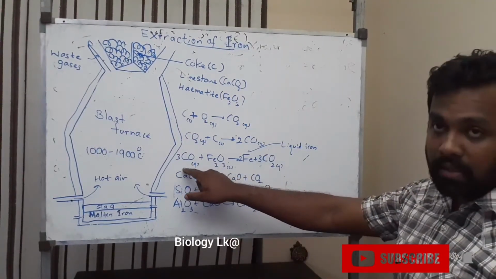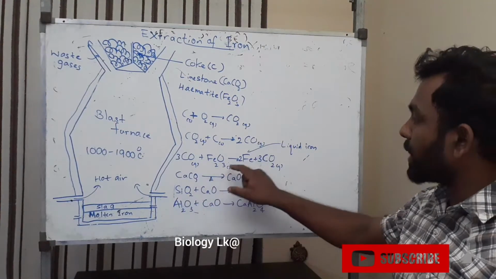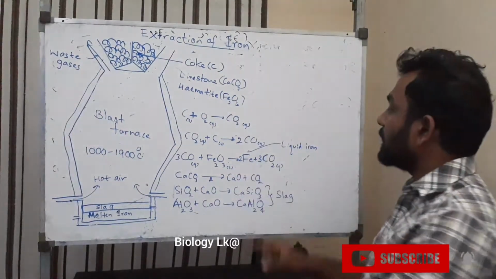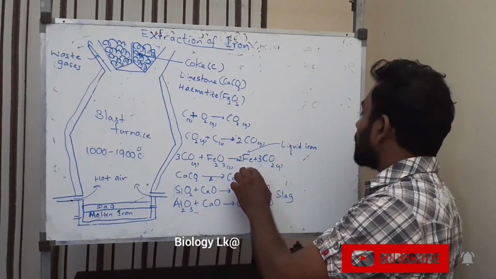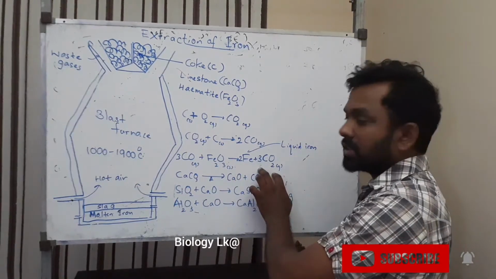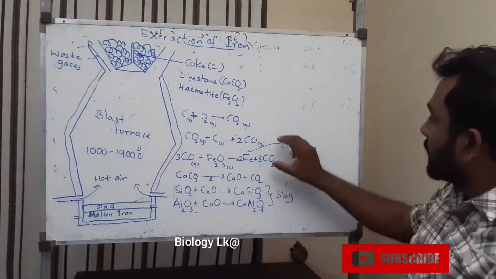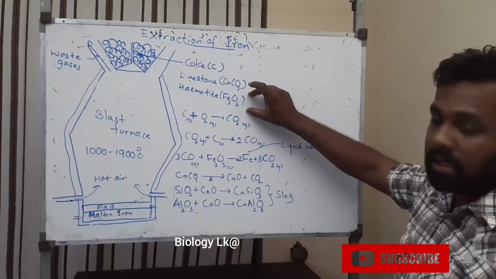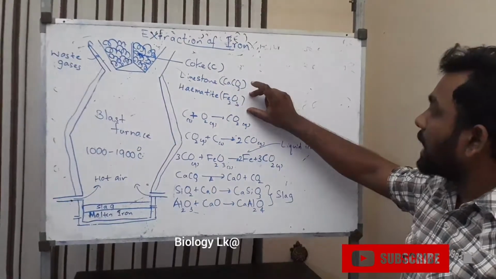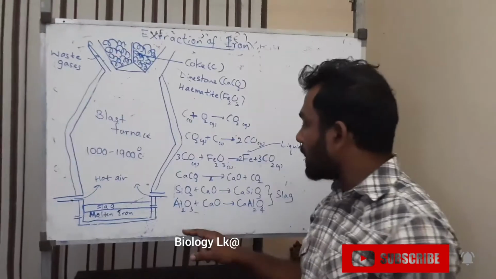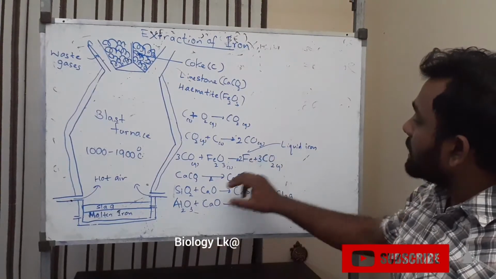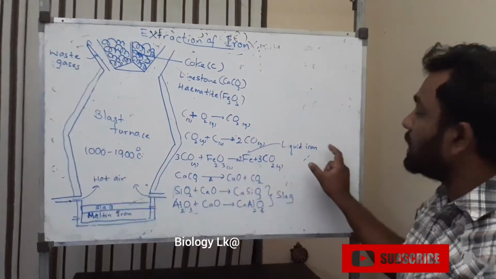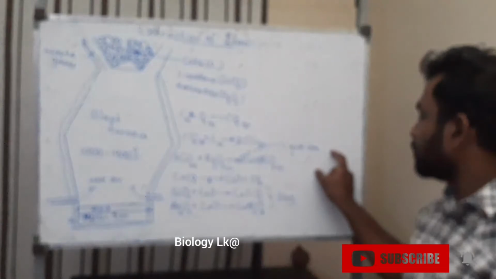Then this carbon monoxide is going to react with hematite, and it collects the oxygen from the hematite and produces liquid iron plus carbon dioxide. When we are taking the hematite from the ground, there are some impurities. Those are silicon dioxide and aluminium trioxide. Therefore, these impurities getting mixed with the liquid iron is a problem.